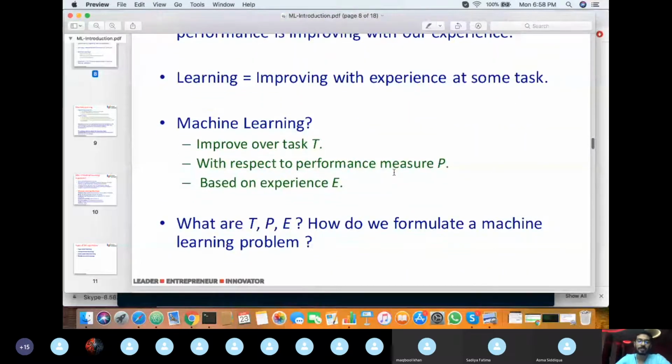Essentially, our core goal in machine learning is that we want to improve our performance over a task T. Let's assume our task here is to do some prediction, let's say predicting how many people are going to suffer from coronavirus tomorrow. That is our task T, with respect to performance measure P. It's like an accuracy or something. Let's say right now our accuracy is some A%. You want to keep increasing your A percentage, based on experience E.